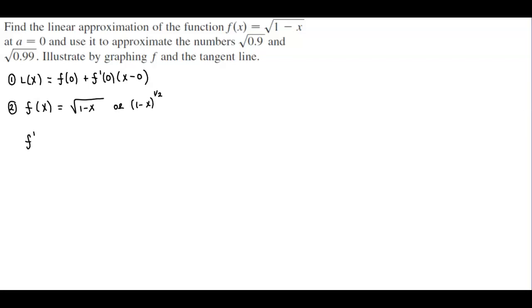So now we can find the derivative of that function, and the derivative is going to be 1/2 times 1 minus x to the negative 1/2, and then we're also multiplying it by the derivative of what's inside. The derivative of negative x is negative 1. So if we wanted to simplify this a little further, it's going to be negative 1 over 2 times the square root of 1 minus x.